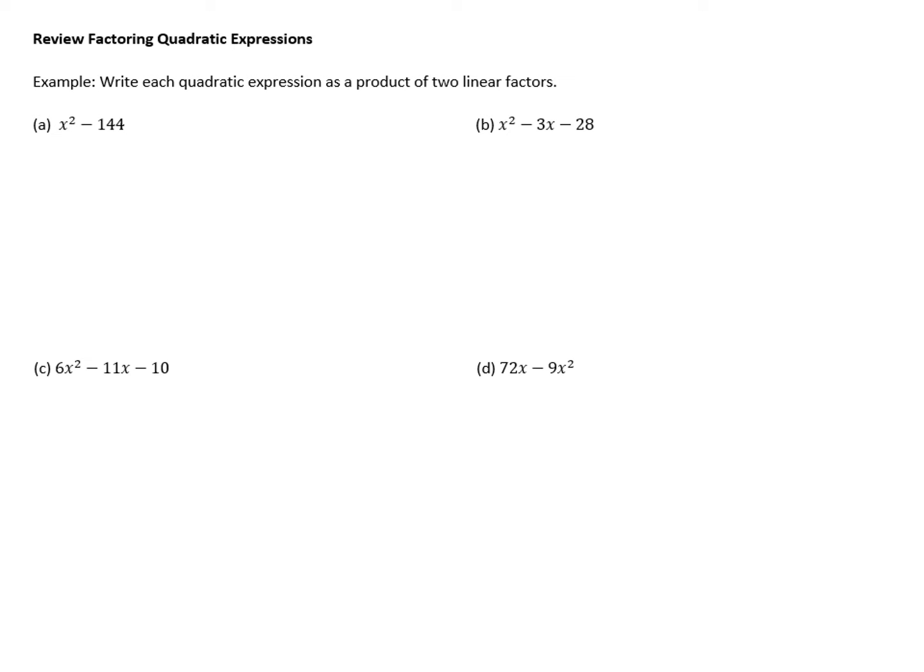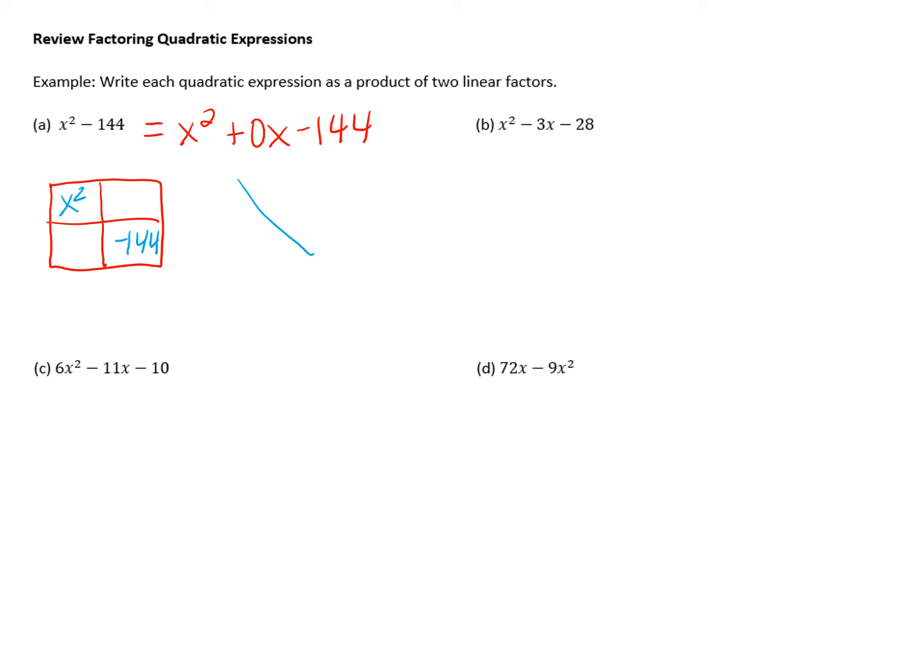So the first one is x squared minus 144. And if you remember from the video, I told you could write that as x squared plus 0x minus 144. And then we can make our little box. We can fill in our x squared, our negative 144. And again, we're trying to figure out what multiplies to give me negative 144 and what adds up to give me 0. And that would be a 12 and a negative 12.